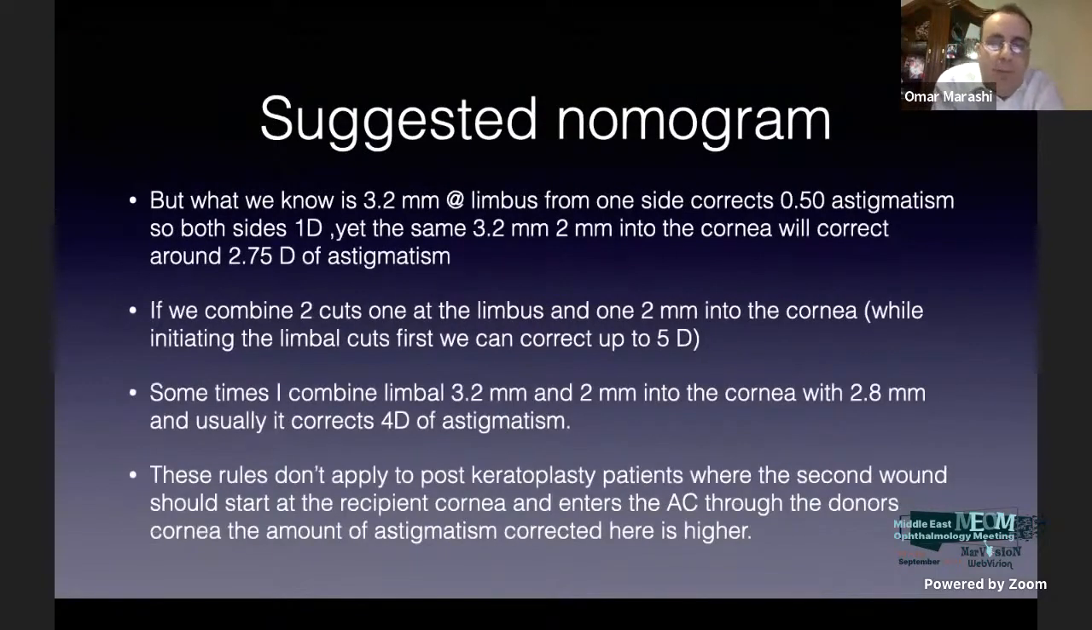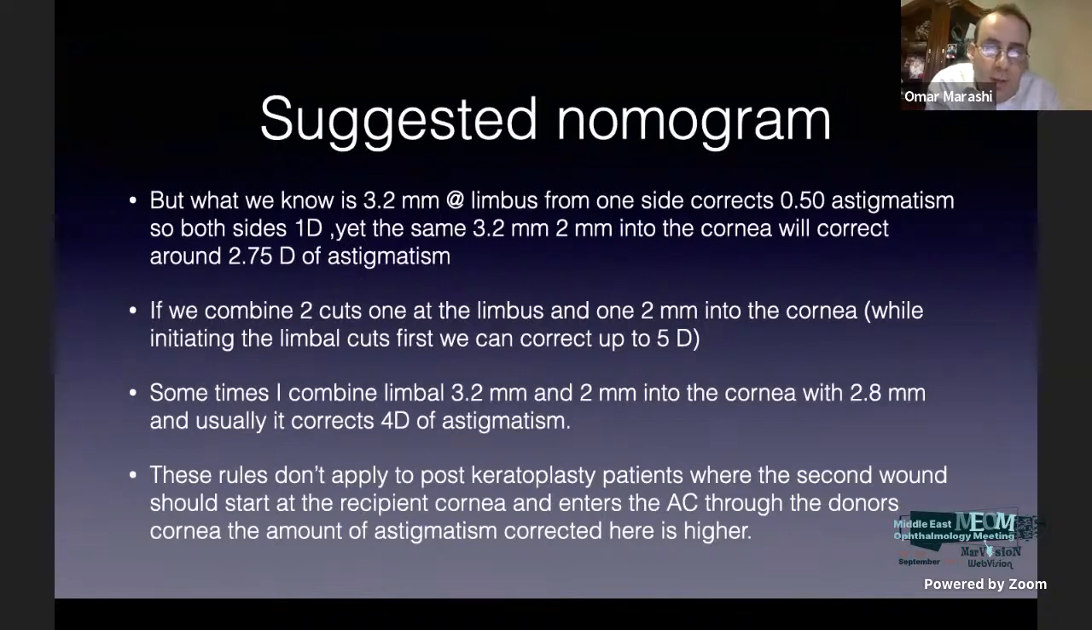Suggested nomogram, let's say it's a white field here. We all know that a 3.2 millimeter opening at the limbus from every side will correct 0.5 diopters of astigmatism. So if we go on both sides, we're correcting 1 diopter. Yet if the same 3.2 millimeter incision goes 2 millimeters into the cornea, from both sides, it will correct 2.75 diopters of astigmatism.